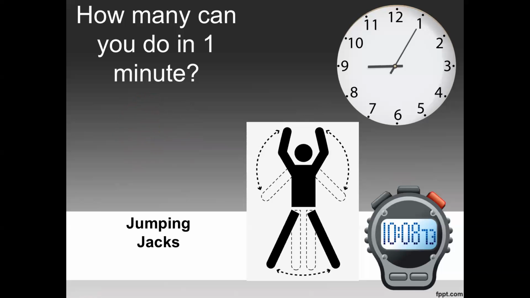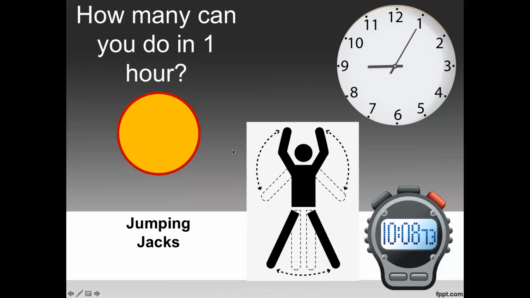Was it more than 1 second? Was it less than 1 second? Probably more, because 1 minute has 60 seconds. Okay, so now you are going to do jumping jacks for 1 hour. Wow, that's a long time. I hope you're ready to count super high. So I'm going to click, and you can do your jumping jacks in 3, 2, 1, go.